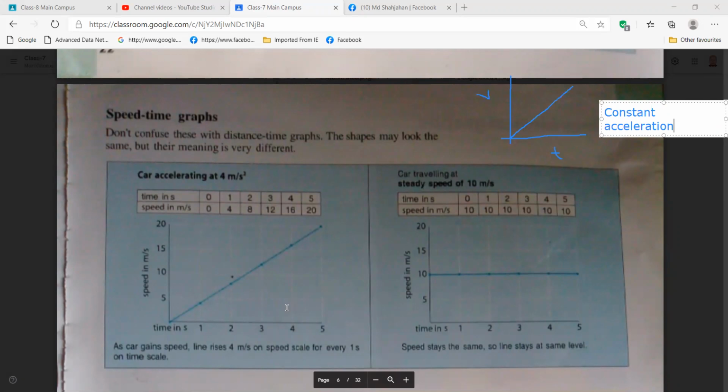Okay, then you draw another one, another graph you see. We have here, with time, the speed is same. You see, at 0 second, the speed was 10. After 1 second, the speed is again 10. After 2 seconds, the speed is 10 and onwards. For all the time, the speed remains same. So we are saying it constant speed or steady speed.